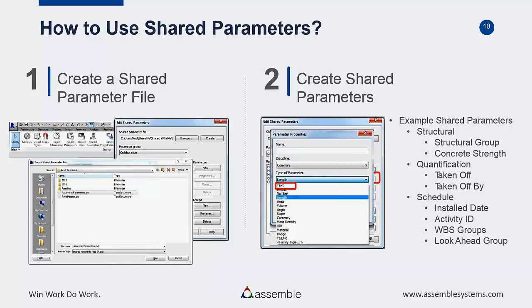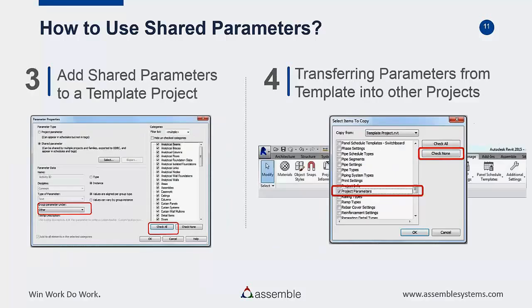And then the last place that we use shared parameters a lot is on the schedule side, and this goes into the operations side of the work. Basically tracking things like the installation date, what activity ID on the schedule does it relate to, what WBS group does it relate to, and then we're going to use it to do some look-ahead. I'm going to show a little bit of that towards the end, and how you group it into a look-ahead group so you can do some visualizations.